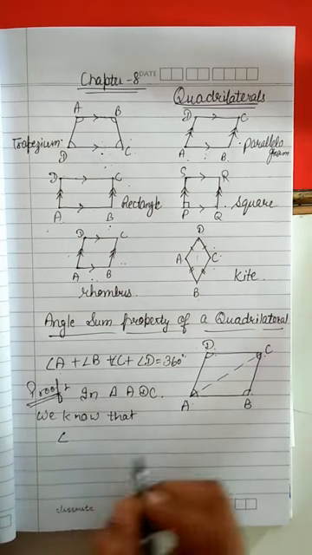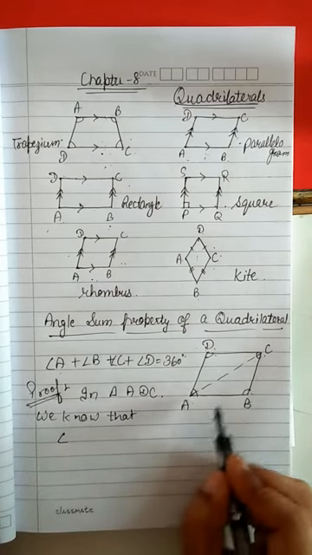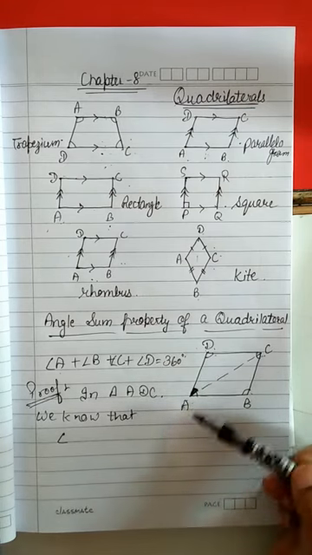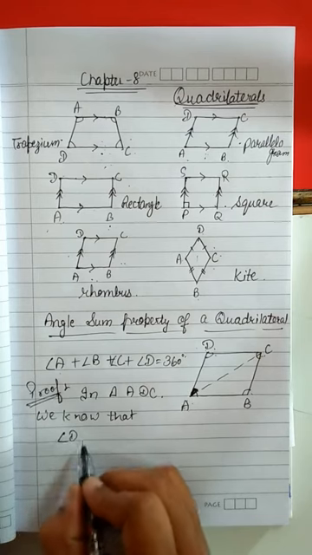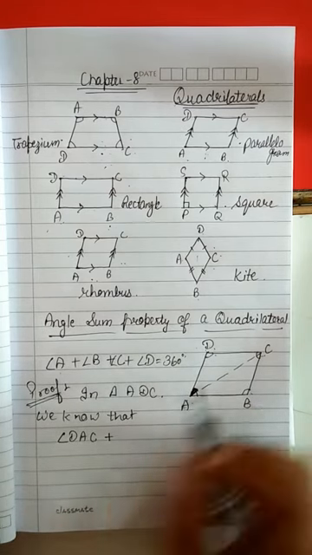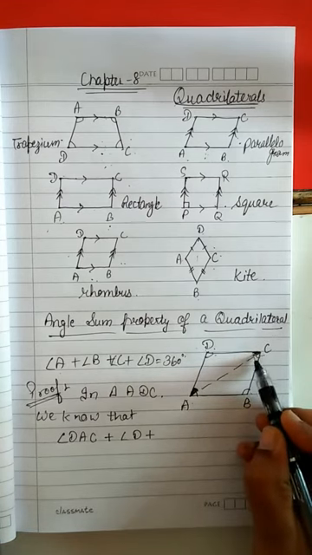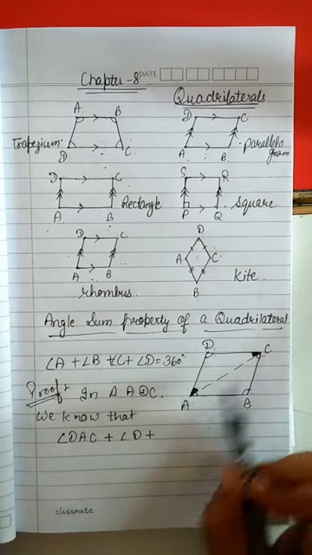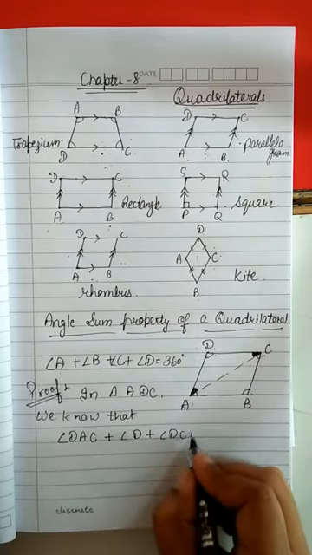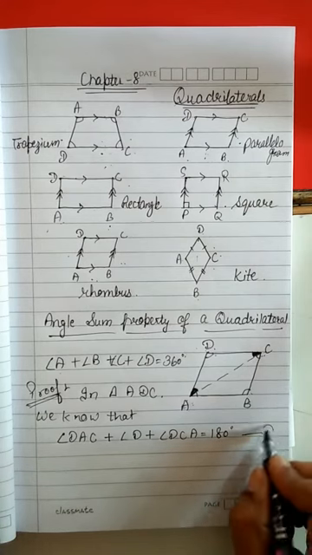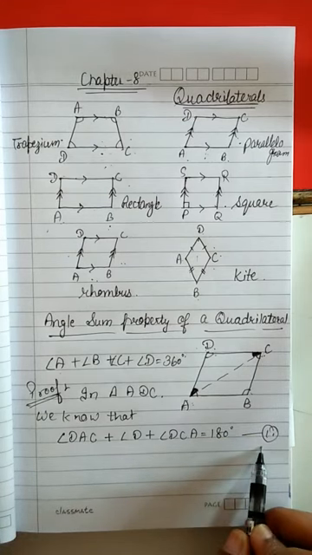So angle DAC, this angle, plus angle D, plus the name of this angle, angle DCA, is equal to 180°, because we know that the sum of all angles of a triangle is 180°. Let us take this as equation 1.